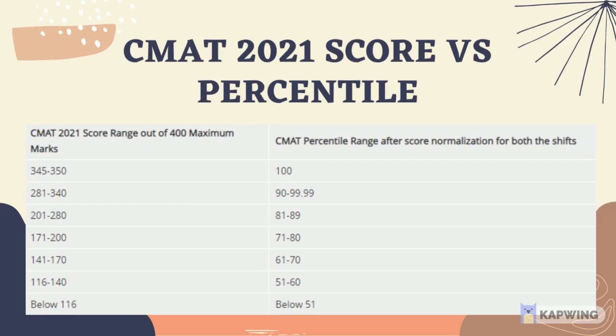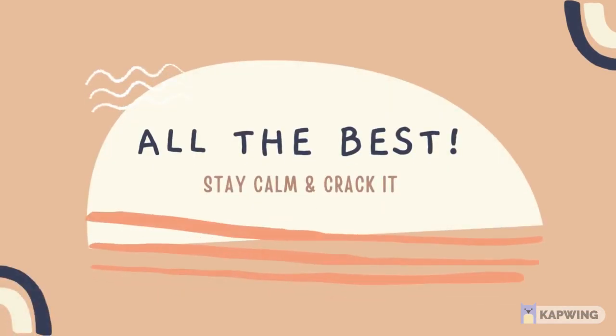Now the range of score versus percentile keeps on changing every year, depending on the level of difficulty, the number of people taking the exam, and several other factors. However, for a 90 percentile this year, you could expect the range to be around 270 to 290. And for 99.99 percentile, it could be around 335 to 345, and subsequently more for 100 percentile. So you could expect around this range for CMAT 2022.